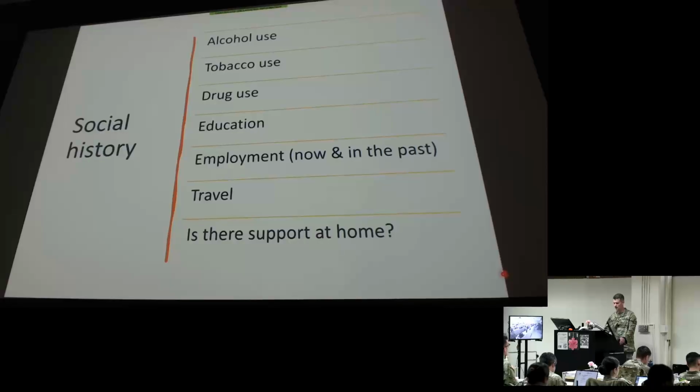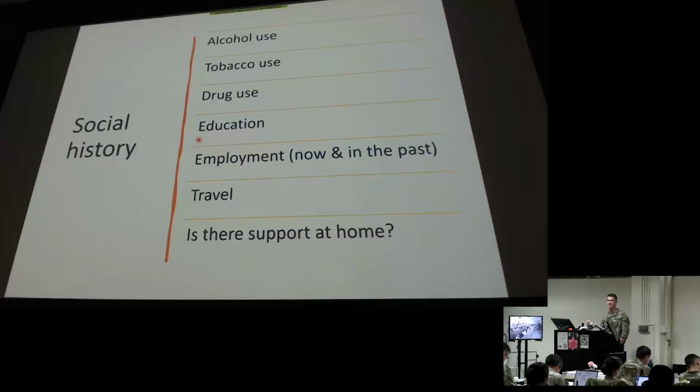Regarding our social history, alcohol use, tobacco use, we see a lot of neuropathies with alcohol use. Tobacco, is that a big risk factor? Especially for vascular things, we see that later on in life, it's going to be a big risk factor for stroke. When we start dealing with education, why is that important for us?